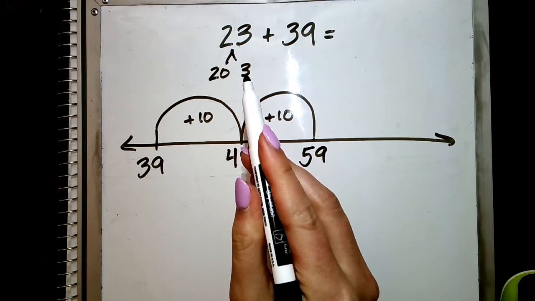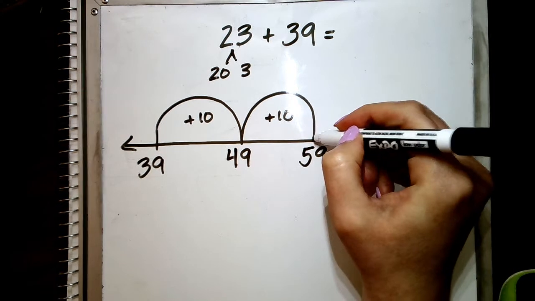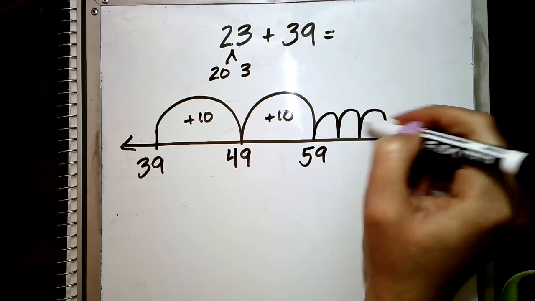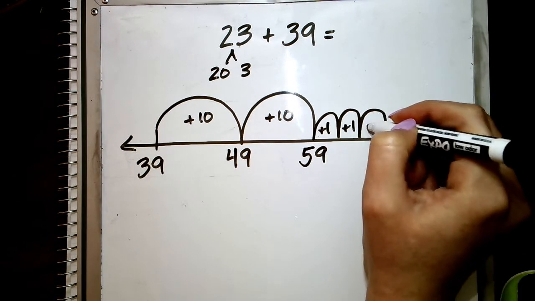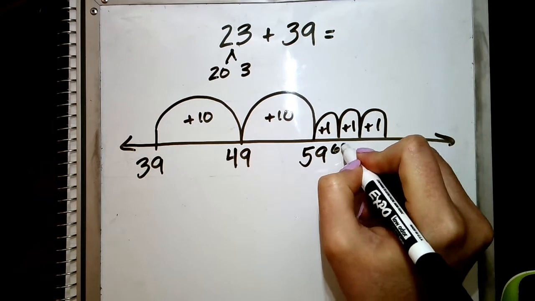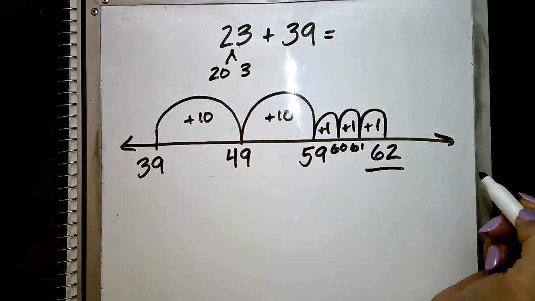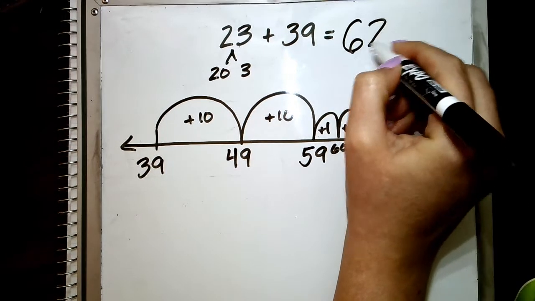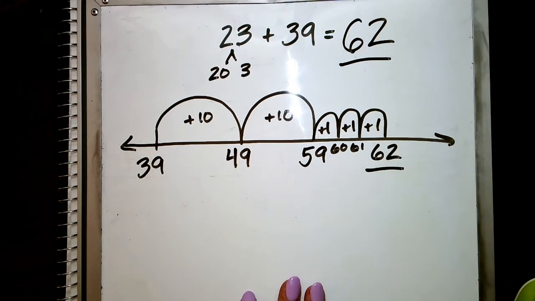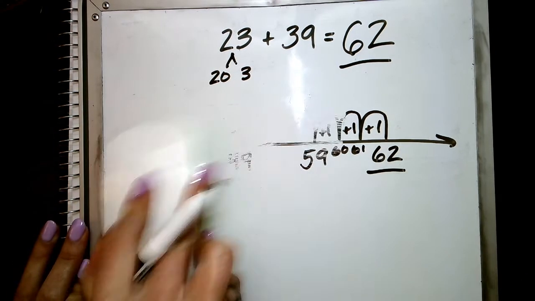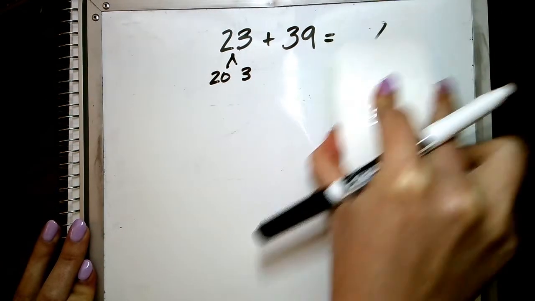Now I need to add 3, so I'm just going to do 3 jumps of 1. 1, 2, 3. So we got 60, 61, and 62, which was the answer we got last time, so I know that's correct. So there's a couple different ways that we could solve this with the open number line, whichever makes most sense to you. Now let's try the splitting strategy, and then we'll be done with our lesson for today.